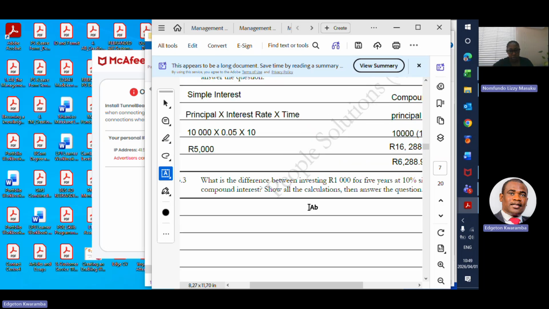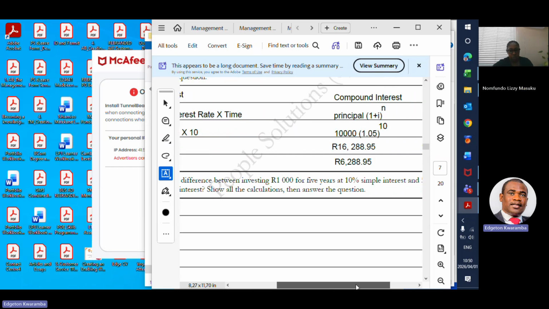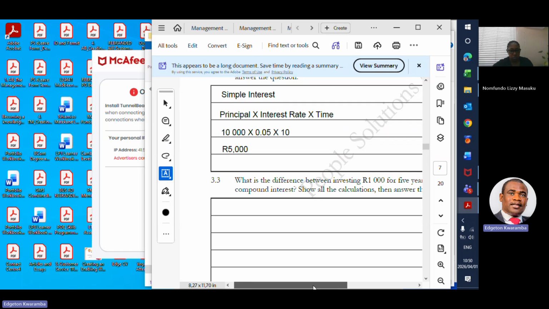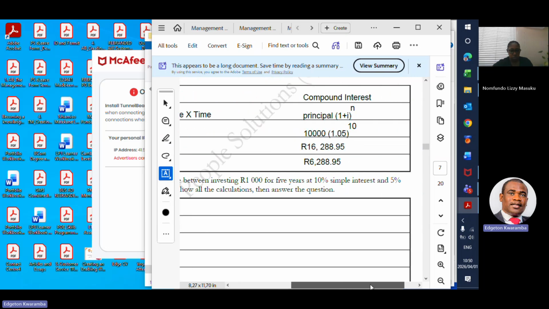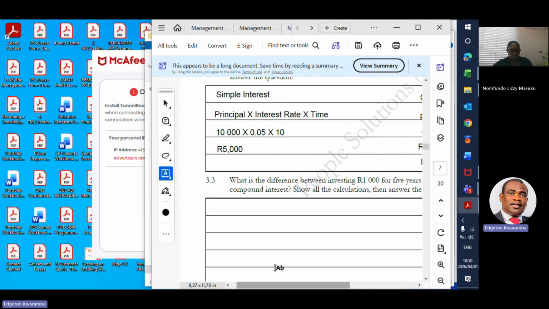No problem. So the difference between investing 1,000 for 5 years at 10% simple interest, and 5% compound interest. Simple interest is 10%, compound is 5%. But that's the only difference. So we'll just put the formula for simple interest.